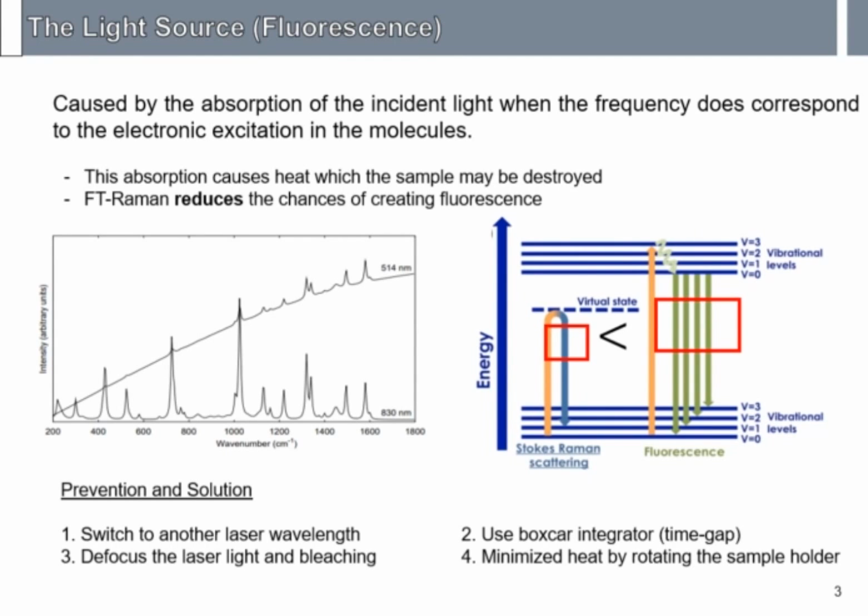So to prevent fluorescence, the first way is to switch the laser wavelength in order to mismatch the electronic excitation in the molecules. The second is to use a boxcar integrator, which provides a time gap between the time the fluorescence happens and the time the Stokes Raman happens. The third is to defocus the laser light to reduce the heat going into the sample. And the fourth is to minimize the heat by rotating the sample holder.